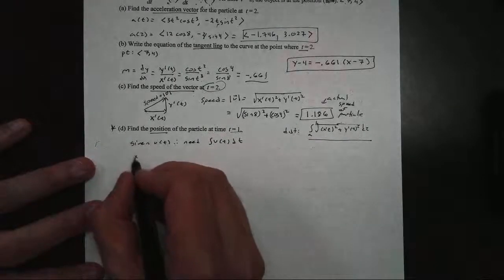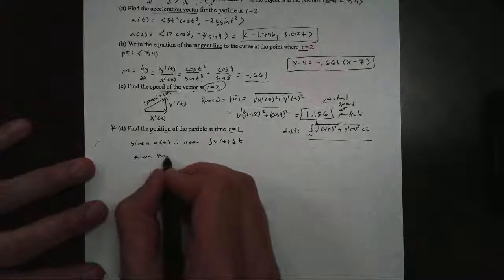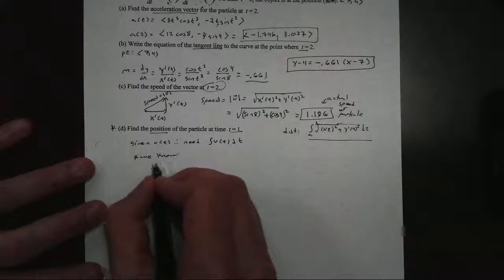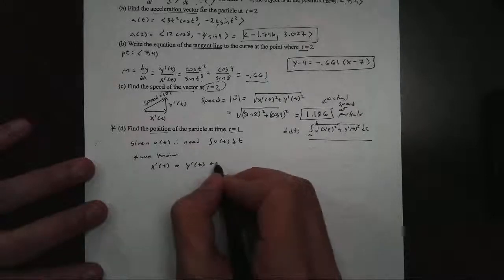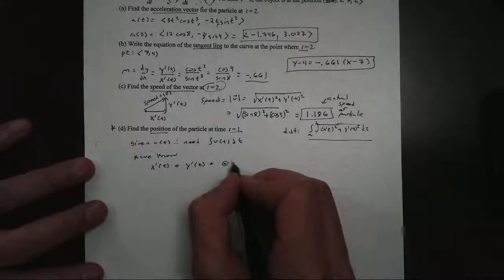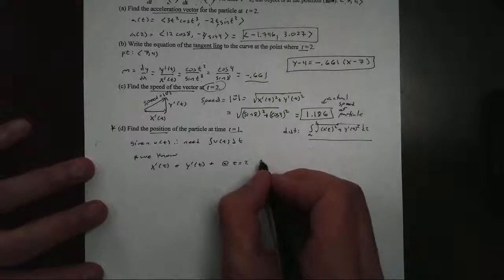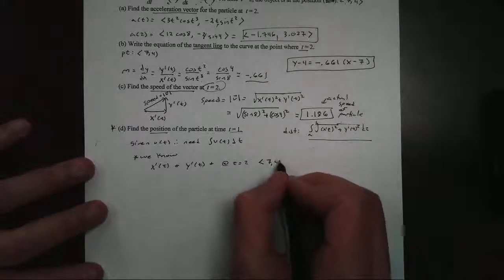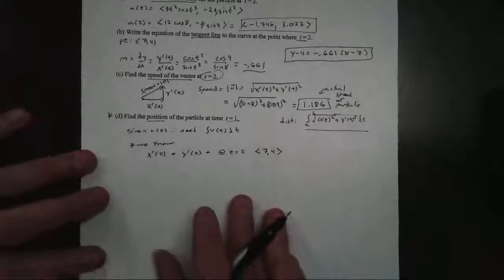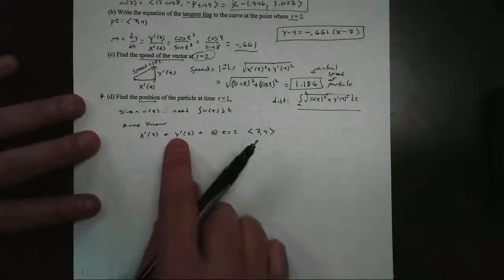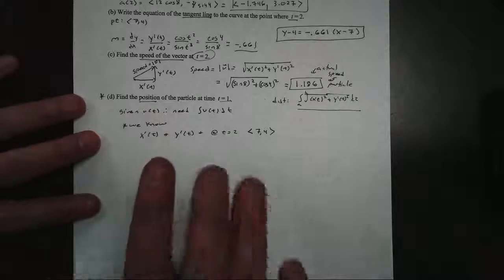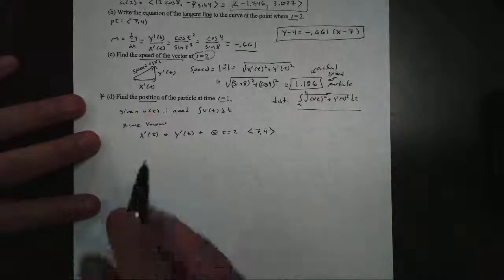Now, let's write down what we do know. We know x prime of t, and we know y prime of t. And we also know that at t equals 2, our position is (7, 4). So when I want to find the position at t equals 1, I'm going to use the antiderivative. But you've got to be careful. We actually have to set up two separate integrals.